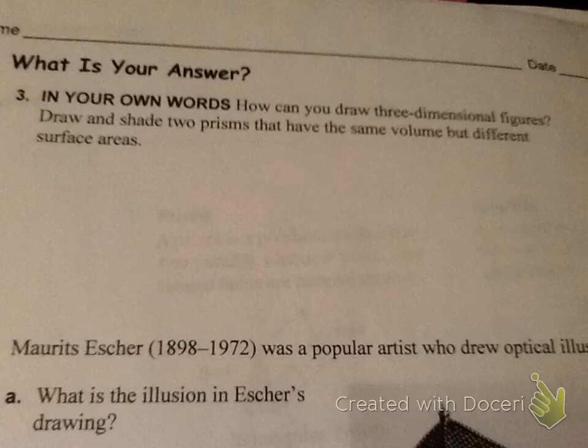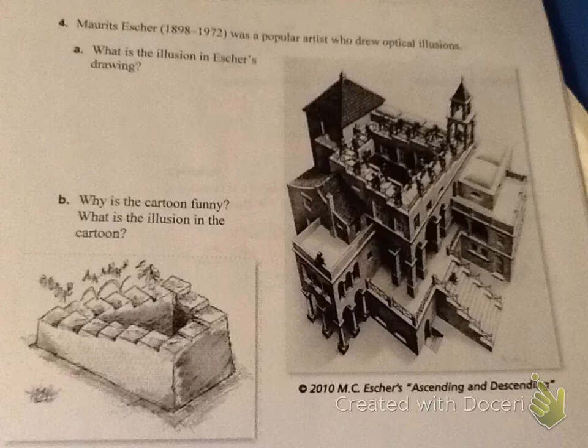So we talked about ways to do that, i.e., the same number of blocks, just a different configuration so that they have a different surface area. So go ahead and draw 2 prisms with the same volume and different surface areas.